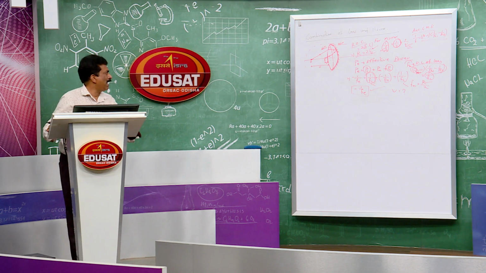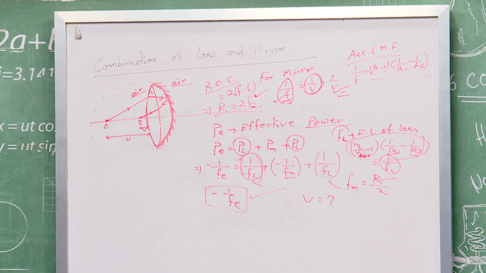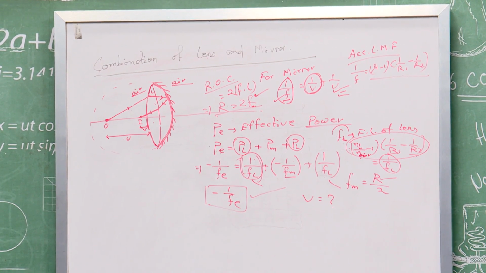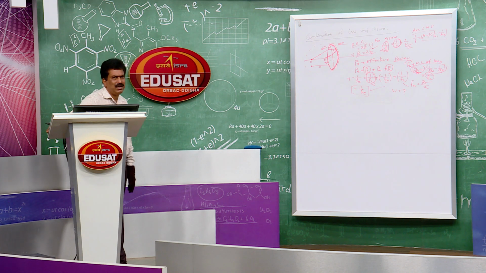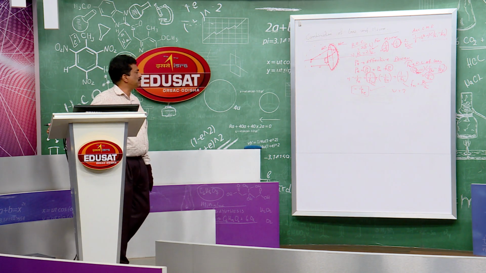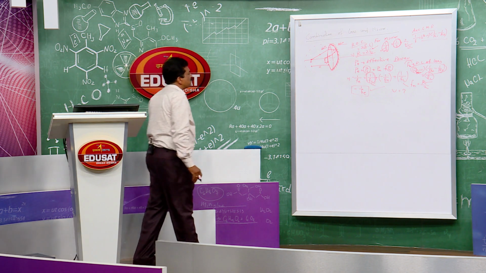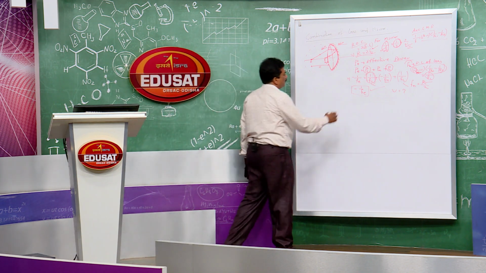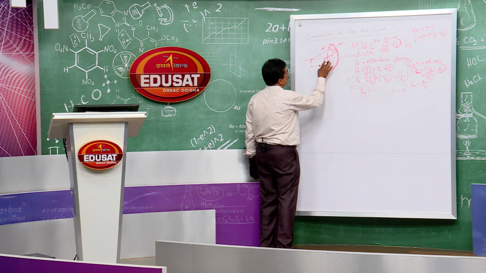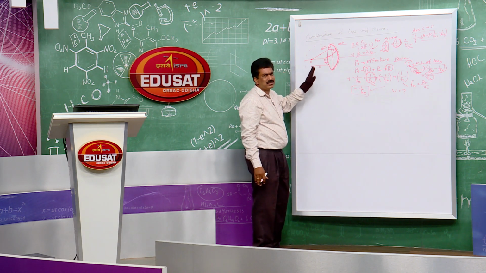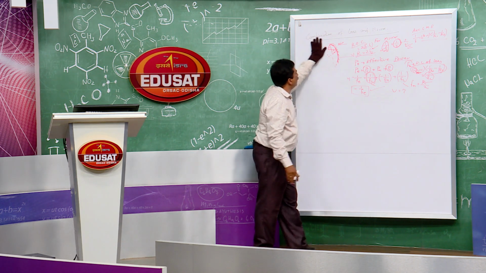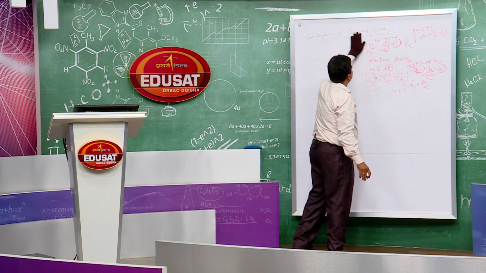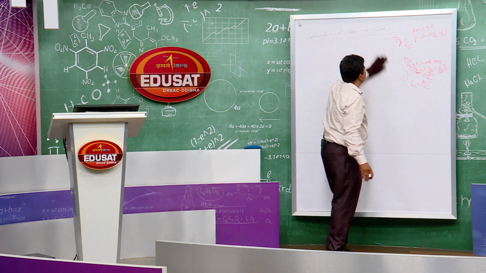So, as we came to know, when a lens and a mirror are in combination, the required formula for the effective power is PE equals PL plus PM plus PL. This is the refraction and the reflection, both things are happening. Next we will discuss the refraction on a prism surface.